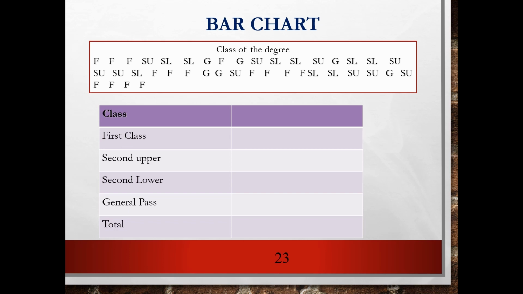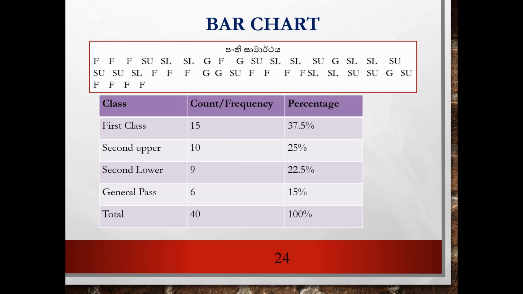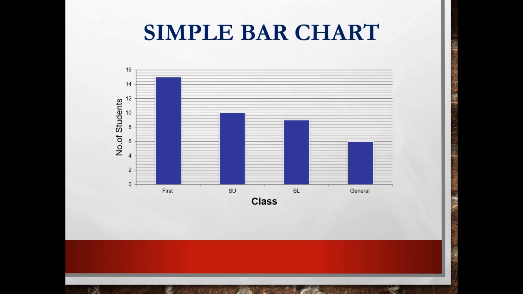This is how the data would come to you. These are the classes of some graduates: first class, second upper, second lower, general, and likewise. You would initially count how many have first classes, second uppers, and so on, and then you can get the percentages out of the total. Then you can put the same information into a bar chart as well. Here I have taken it for counts, but you can take it for percentages even.